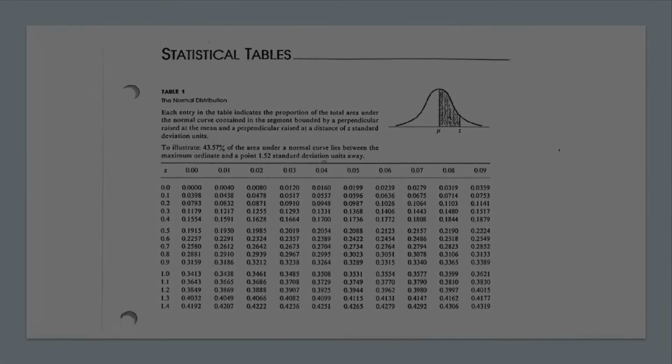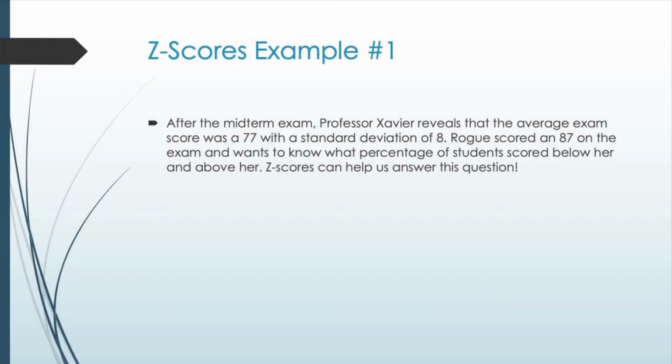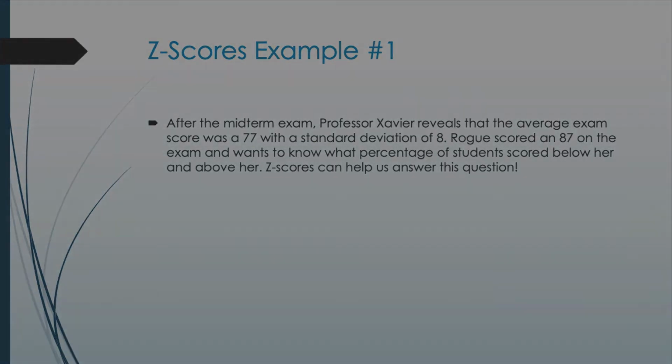So I know that this might look a little overwhelming, so let's just jump right into an example to see how z-scores work. Example number 1. After the midterm exam, Professor Xavier reveals that the average exam score was a 77 with a standard deviation of 8. Rogue scored an 87 on the exam and wants to know what percentage of students scored below her and above her. Z-scores can help us answer this question.